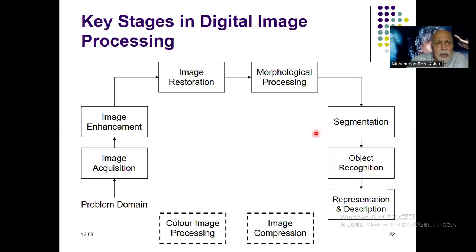Okay, here is a key strategy for image processing. It shows the problem domain, image acquisition, image enhancement, or you may want to do image restoration, or even morphological processing, which I will explain later, or segmentation, object recognition, representation and description, image compression, and color image processing. I will give you some examples in each domain.